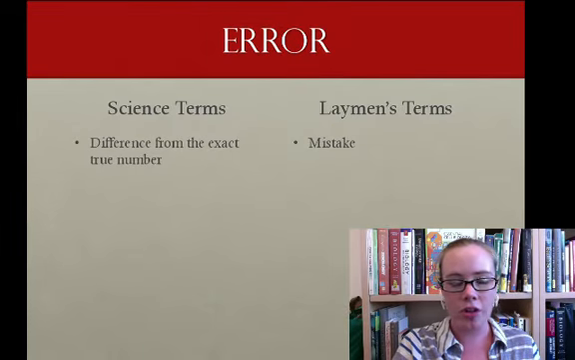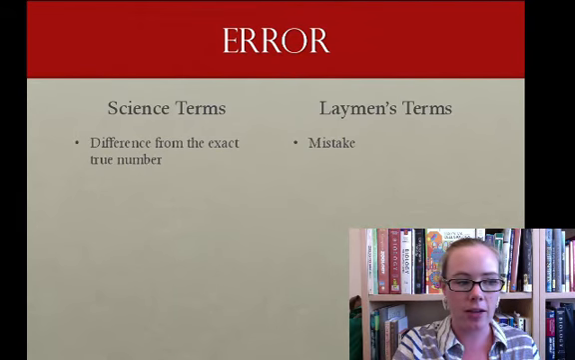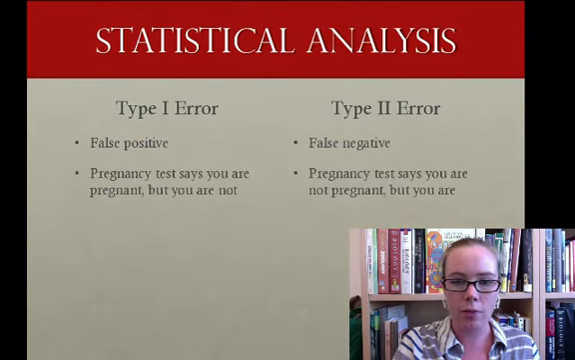In layman's terms, error means a mistake. If you had several errors on your test, it means you made a mistake. You did not get the right answer. However, in science, the word error means the difference from the exact number, or basically the range. So we always have a mean plus or minus the standard deviation when we are reporting numbers.